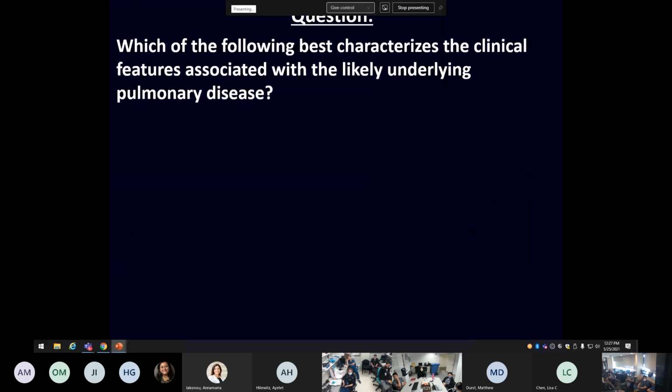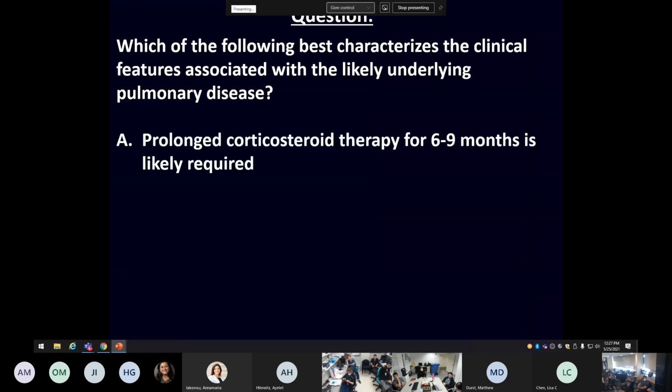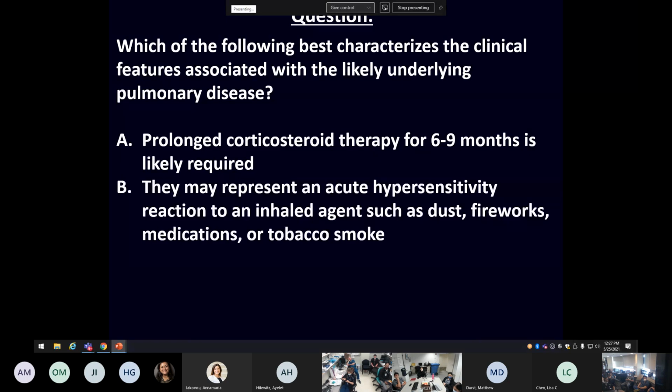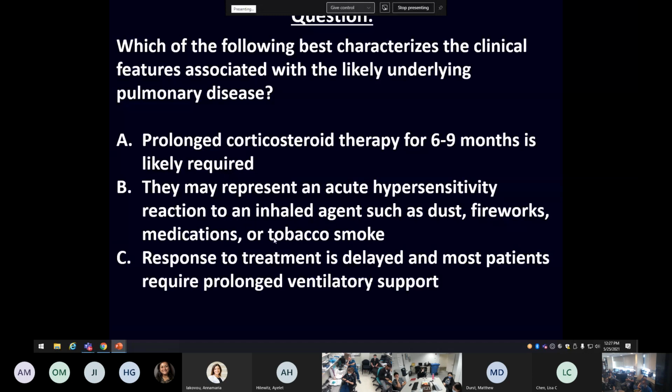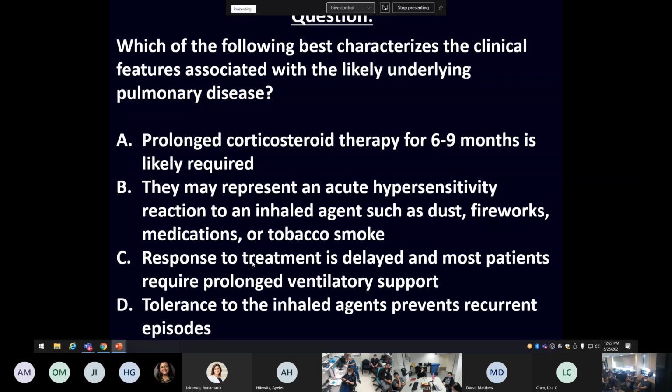So the question is, which of the following best characterizes the clinical features associated with a likely underlying pulmonary disease? A, prolonged corticosteroid therapy for 6 to 9 months is likely required. B, they may represent an acute hypersensitivity reaction to an inhaled agent such as dust, fireworks, medications, or tobacco smoke. C, the response to treatment is delayed, and most patients require prolonged ventilatory support. Or D, tolerance to the inhaled agent prevents recurrent episodes.